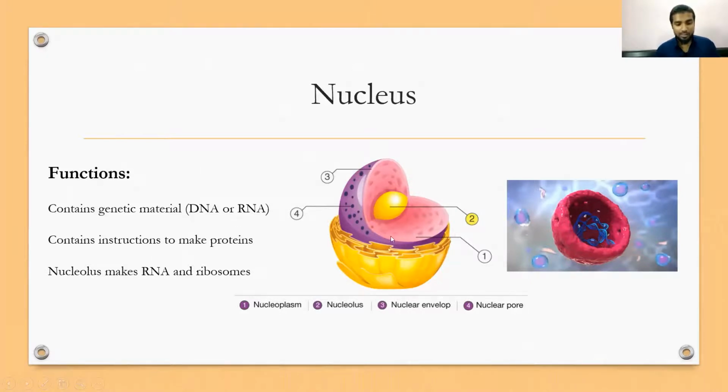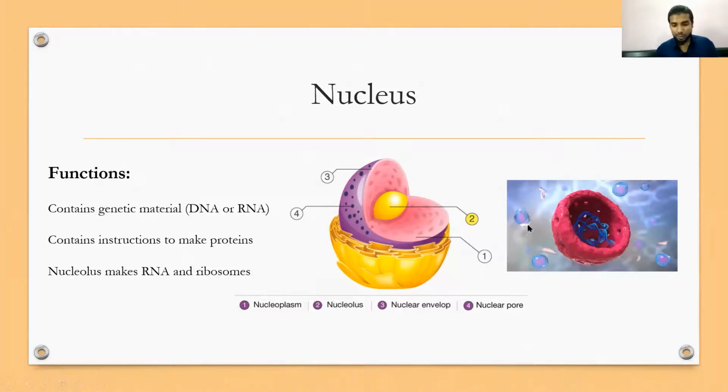And the second one is nucleolus. This nucleolus contains genetic material. And third one is nuclear envelope. The outer membrane of the nucleus is called nuclear envelope. And nuclear pore. There are certain pores on the nucleus which are responsible for the release of ribosomes from the nucleolus. We'll see that in the video.